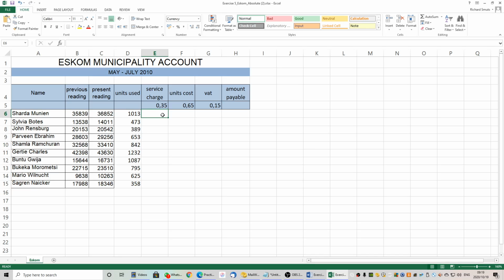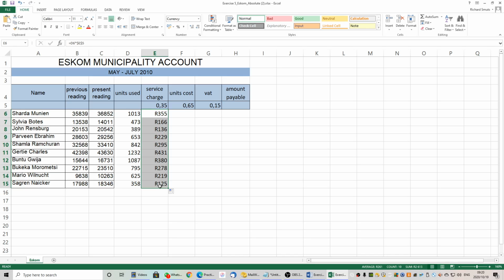Okay, this one equals the units used multiplied by E5, and I am going to press my F4 key. If you have a look there carefully, it says $E$5, which means when I copy down, it is never going to change from E5. It is going to remain absolute at E5. Let us press enter. We will copy down, and now it works.